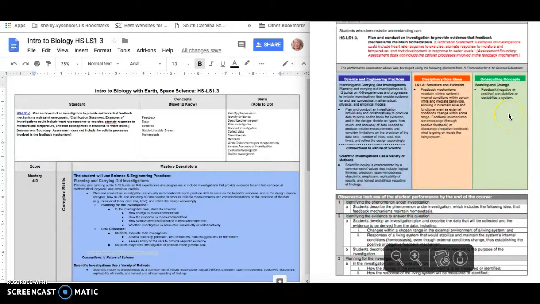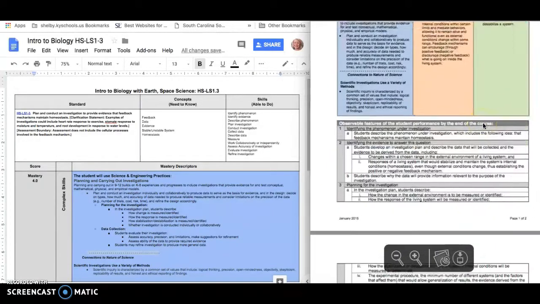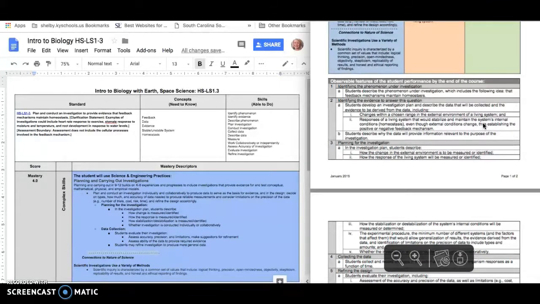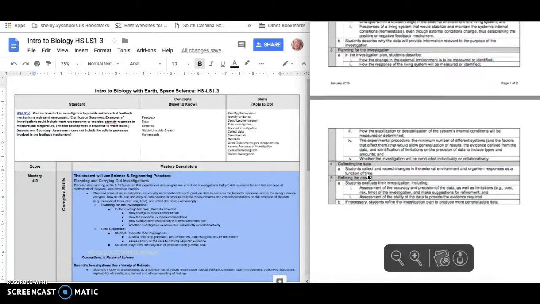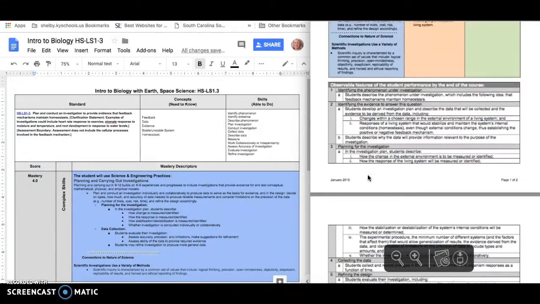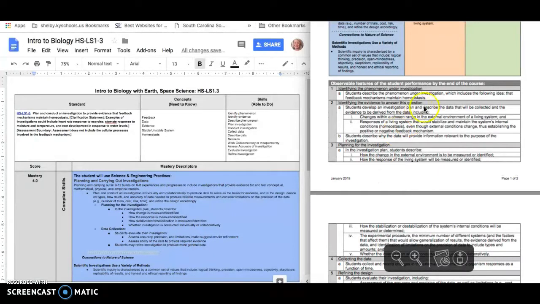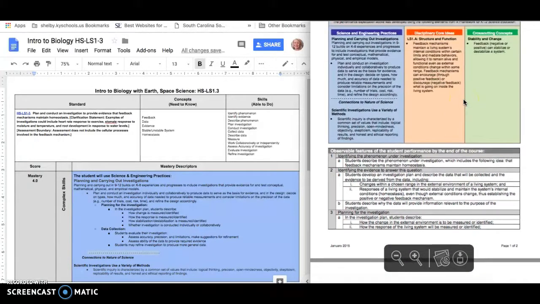I know also that my science and engineering practices is planning and carrying out investigations. Normally, these are going to be really similar. So I'm going to go down to my observable features of student performance by the end of the course. I usually will just gloss over my big ideas. So: identify the phenomenon under investigation, identify the evidence, planning for the investigation, collecting data, refining the design, and that's all I have there. So right off the bat, I am looking at these first two.